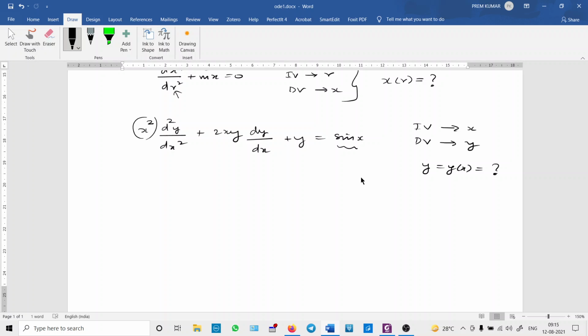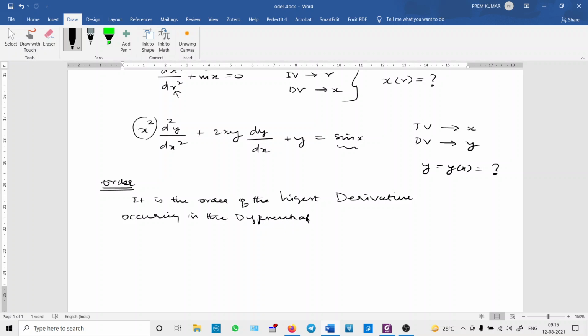What is the order of an ordinary differential equation? What is an order? It is the order of the highest derivative occurring in the differential equation. For example, this differential equation.